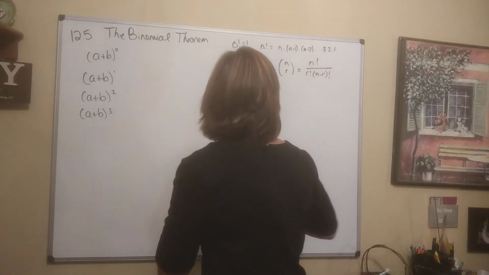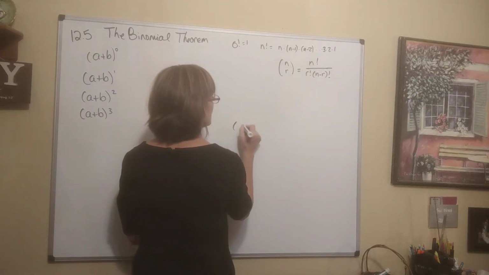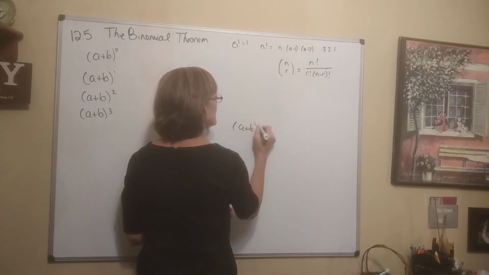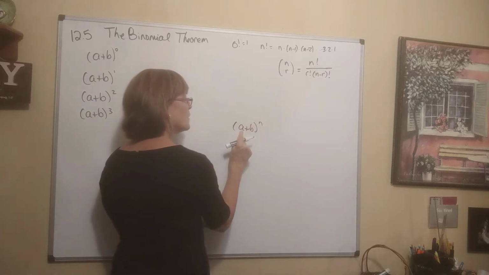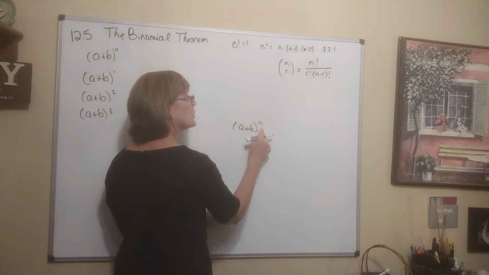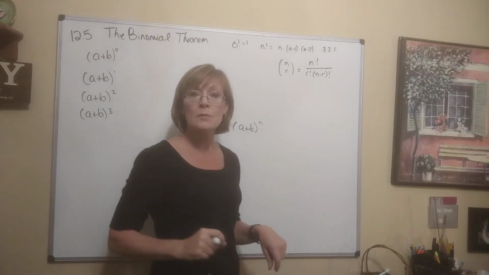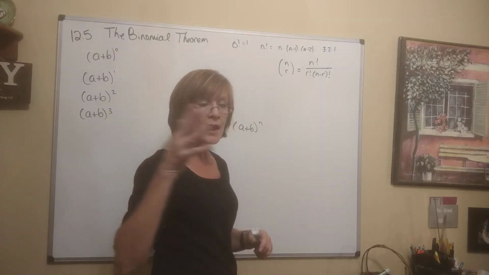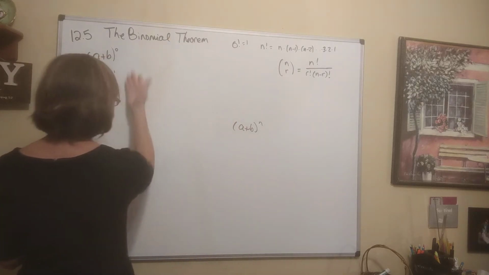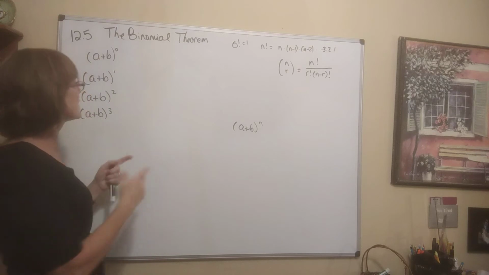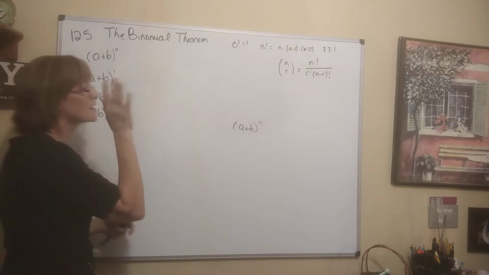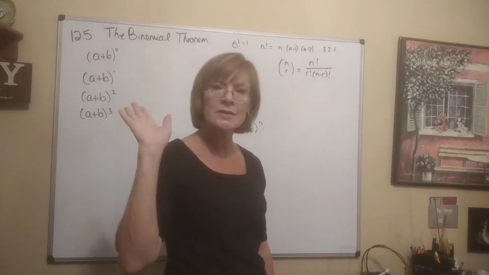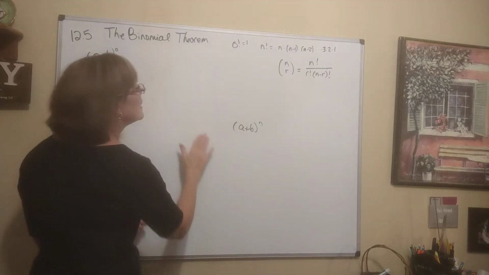And so what goes in the last blank is this. (a + b)^n. This is a binomial, a two-term polynomial being raised to a natural number power. Okay, so just to get an idea of what it's about, consider these binomials being raised to a power. Now, even though zero is not a natural number, we're going to include it because you'll see why in a second.